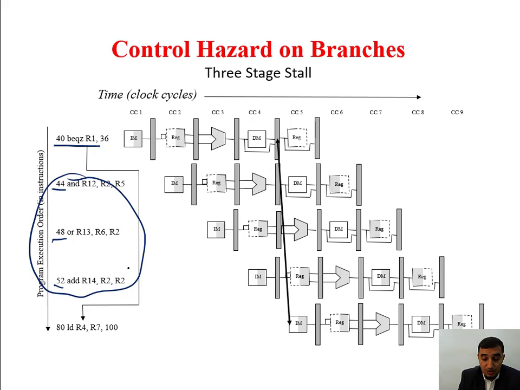So we have 3 types of hazards: structural, data, and control. Structural hazard happens when you try to access memory 2 times in the same cycle. Data hazard happens when you try to read information which is not ready in the register file. And finally, the control hazard is always available when we have branch or jump.